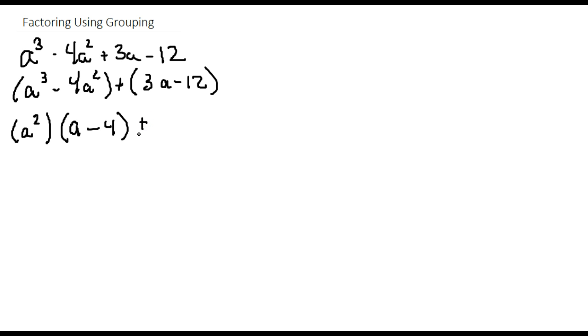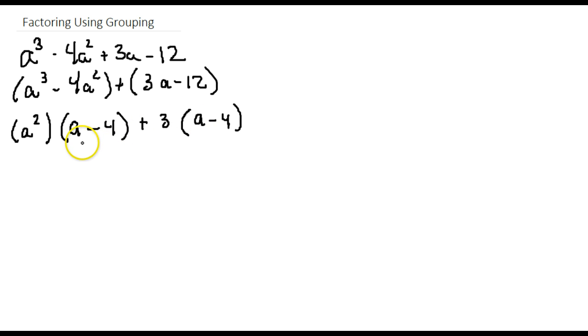Plus, okay, so now we have an a squared and we have an a minus 4. In our second term, we have 3a minus 12. Now, somehow, can we either make an a squared out of this or an a minus 4? Well, if we have 3a minus 12, we have the greatest common factor in this term of 3. So we can pull that 3 out, and let's see what happens. So now we have 3, open parentheses, a minus 4, because 3 goes into 12 4 times. Now let's look at what we have. We have a squared times a minus 4 plus 3 times a minus 4.